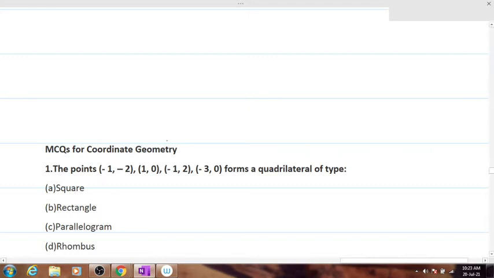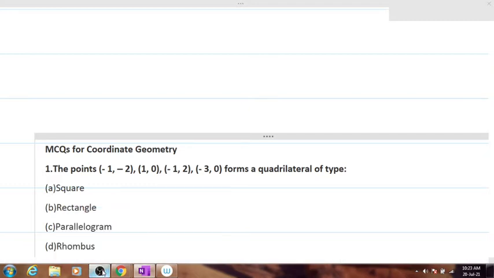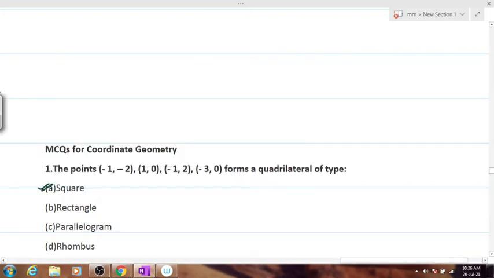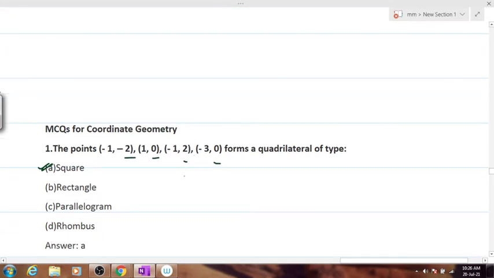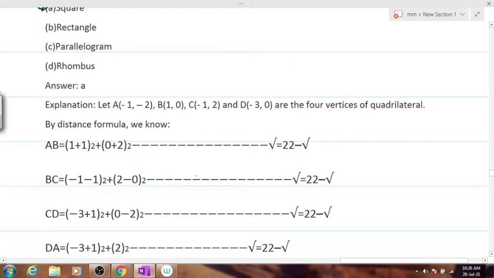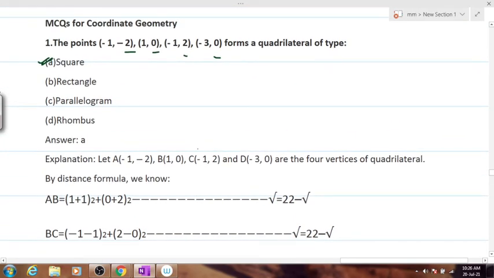4 points are given. You have to tell what kind of a figure it is. Do it very nicely because there's a huge confusion here. I'm pausing the video. Your answer will be that it's a square and not a rhombus, since all the sides are the same and the diagonals are also the same. Clear? Can anybody tell me what the lengths of the diagonals are?